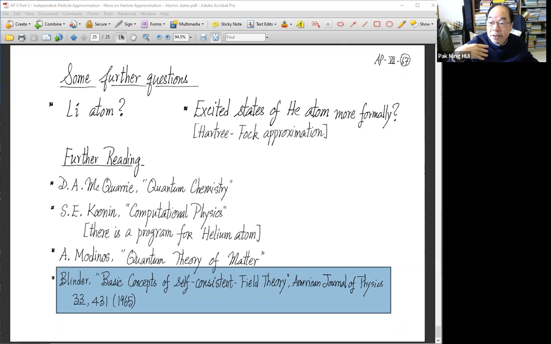So we will do this discussion next time. Then we are done. We have all the states that we can get using independent particle approximation. Next time we know how to fill in the electrons. Then we are done with all the atoms and molecules, more or less the same basic ideas.